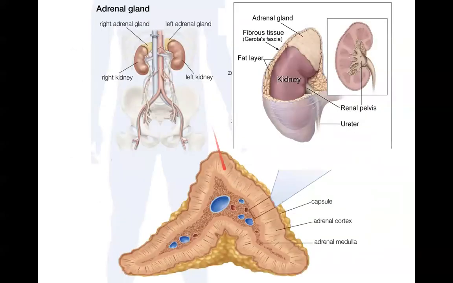Now the adrenal gland, if you were to cut it open, has two parts, the adrenal cortex and the adrenal medulla. The cortex produces a certain set of hormones which are called corticoids. The medulla, on the other hand, produces hormones called adrenaline and noradrenaline.